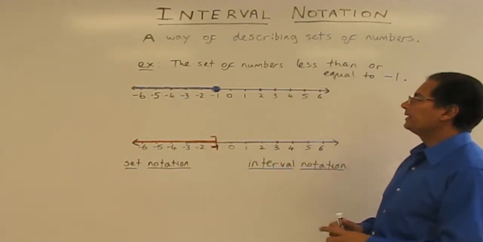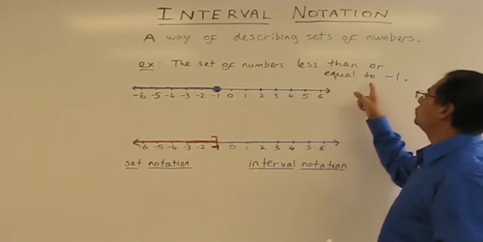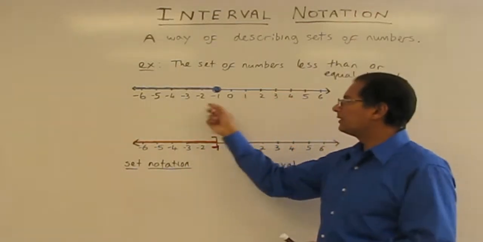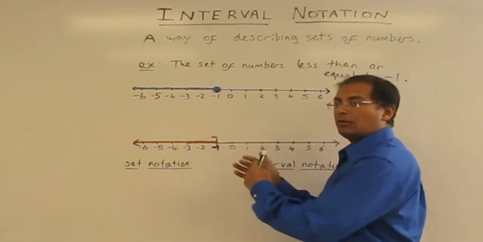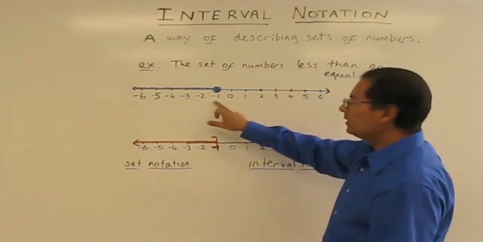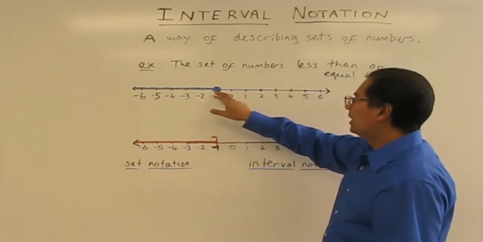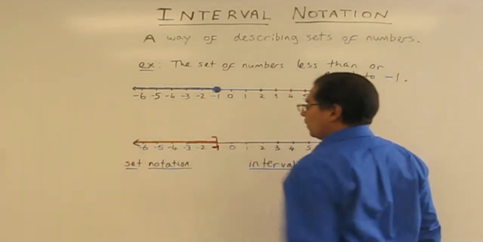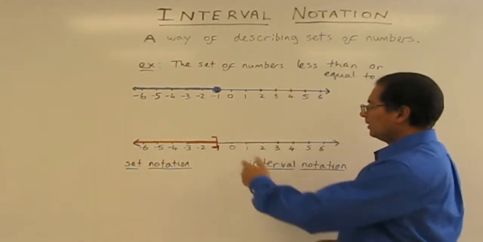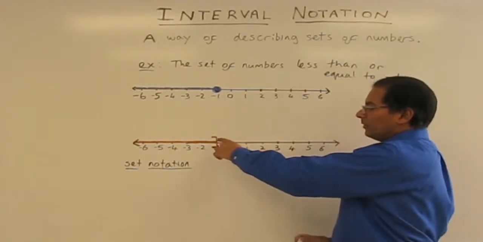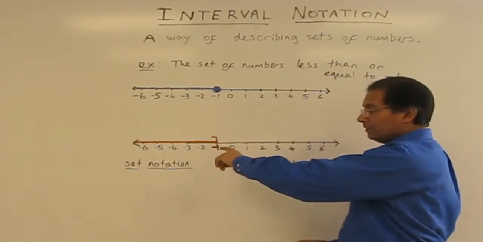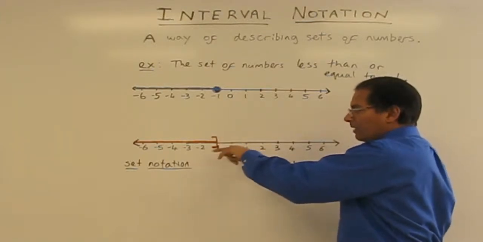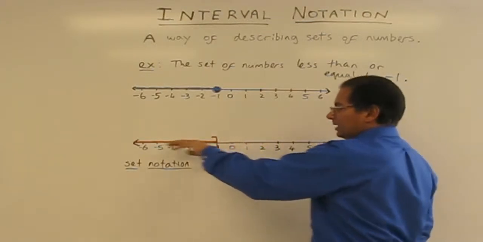Suppose we wanted the set of numbers less than or equal to -1, and graphically on the number line that looks like we want all the numbers to the left of -1, including -1. So here we put a solid dot at -1 and then shade to the left. Or if we use another type of notation, similar to interval notation, we put a bracket, but it opens to the left. This is a square bracket, opens to the left, and we shade to the left.